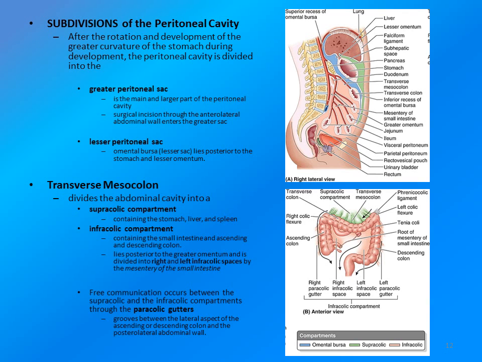Further, it is divided into the left and right infracolic spaces by the mesentery of the small intestine. There is free communication between the supracolic and infracolic compartments through paracolic gutters. These are grooves on the lateral aspect of the ascending or descending colon and the posterior lateral abdominal wall. These grooves are created by folds of parietal peritoneum.